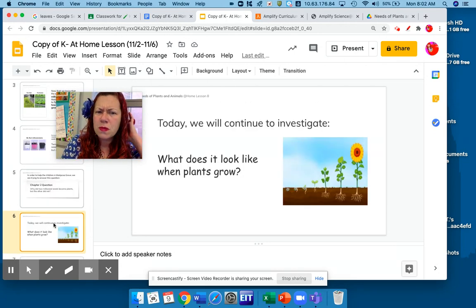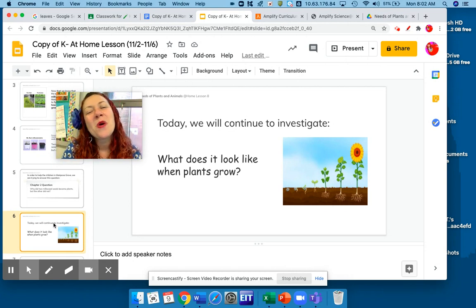Okay. Yeah, you know that plants need light. Say it. Plants need light. And you also know that plants need water. You think maybe there's been a problem with giving the plants light and water? That could be true. Good thinking, scientist. Well, today we're going to investigate more the answer to this question.